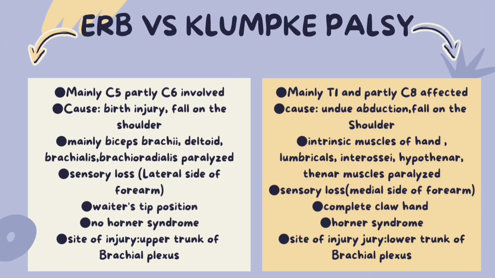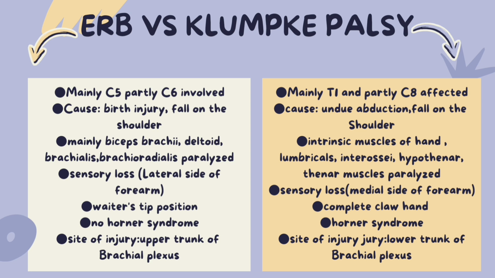Erb's versus Klumpke's palsy. Klumpke's palsy: mainly T1 and partly C8 affected. Cause: due to undue abduction, fall on the shoulder. Intrinsic muscles of hand, lumbricals, interossae, hypothenar, thenar muscles paralyzed. Sensory loss on medial side of forearm. Complete claw hand. Horner syndrome may be there. Site of injury is the lower trunk of brachial plexus.